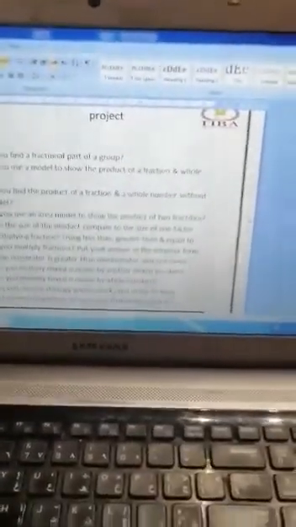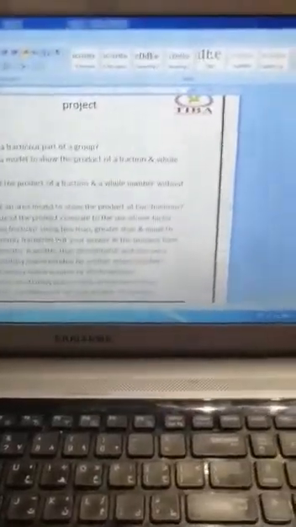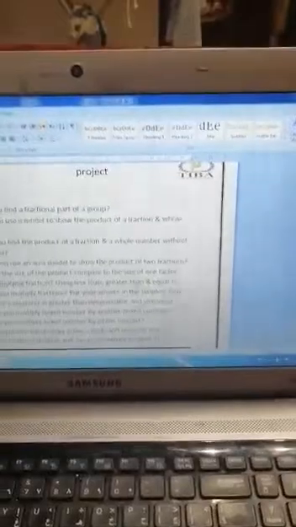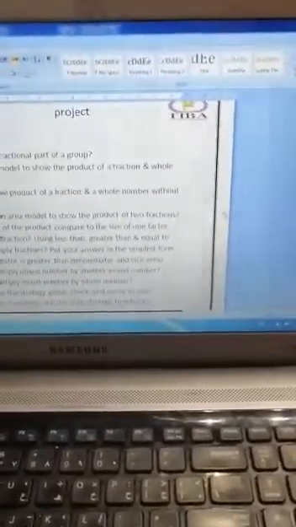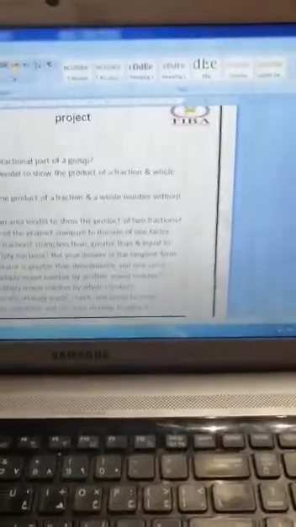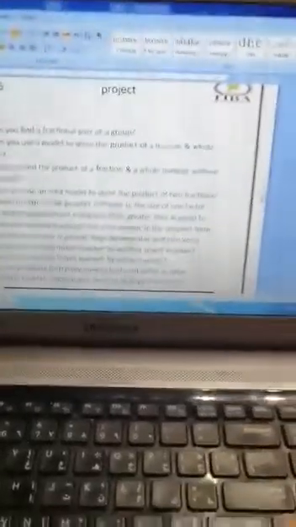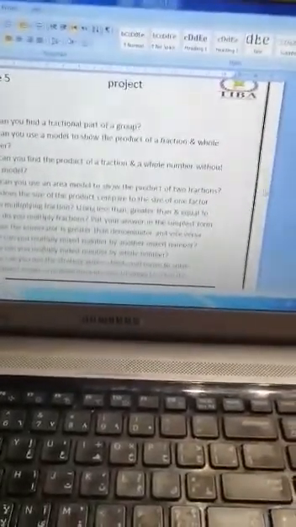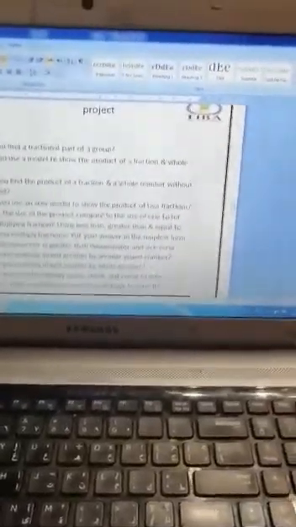Question number 7. How can you multiply a mixed number by another mixed number? You can rename this mixed number into a fraction to start solving your problem in an easy way, okay? You need to rename this mixed number into a fraction. Question number 8. How can you multiply a mixed number by a whole number? This is the same, okay? Same as question number 7.